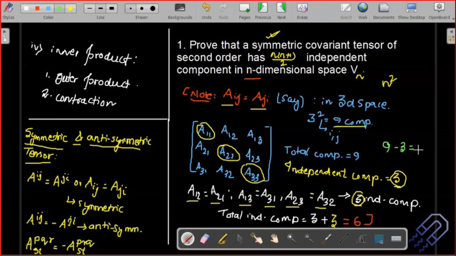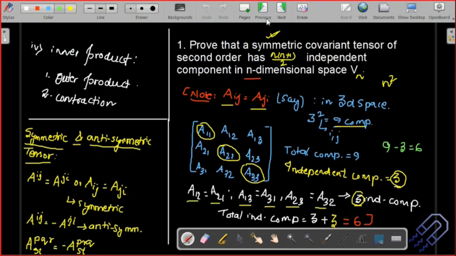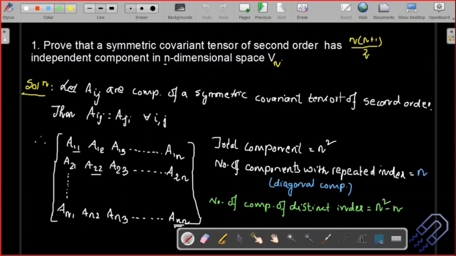Symmetric tensor. So here also, for the number of components of distinct index, total components is n square, and you just subtract this. So I will take minus n. Okay, so you have to check this. See, 6. Which are those 6? 1 2 3 4 5 6. Total n square. I have subtracted the number we have at the diagonal and I get the other components. So we have got n square minus n.